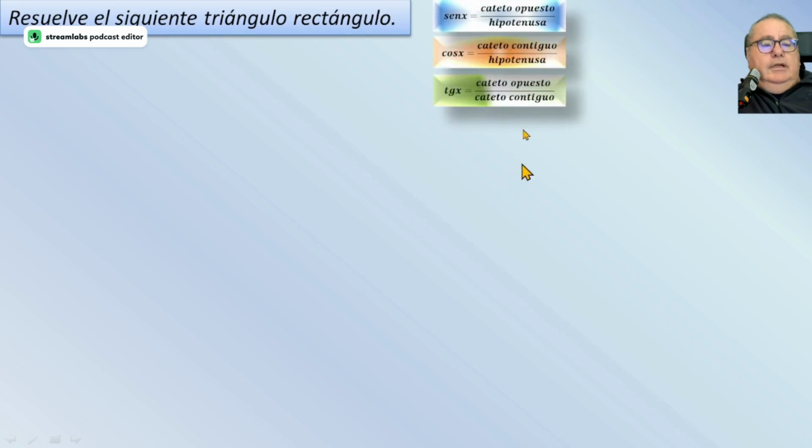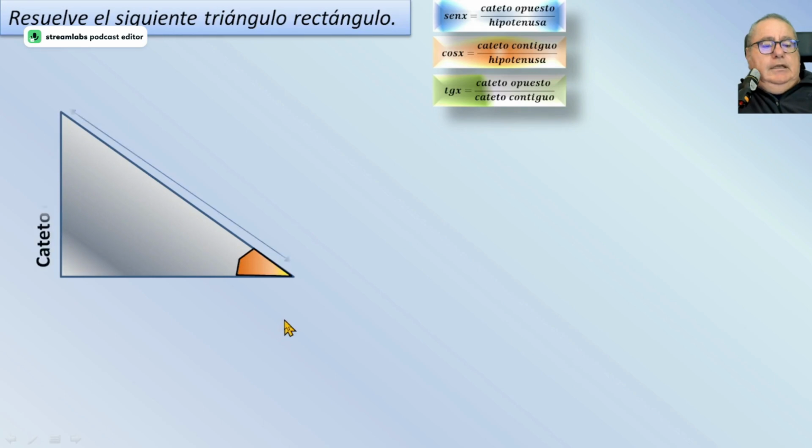The second of the three theoretical exercises in this tutorial tells us the following. We place the three formulas and now the triangle from which we want to find out a series of unknown elements. We are clear that the length of the hypotenuse measures 15. The amplitude of this acute angle is 48 degrees and we do not know everything else: the length of the two legs, opposite and adjacent to 48, as well as the amplitude of the alpha angle.